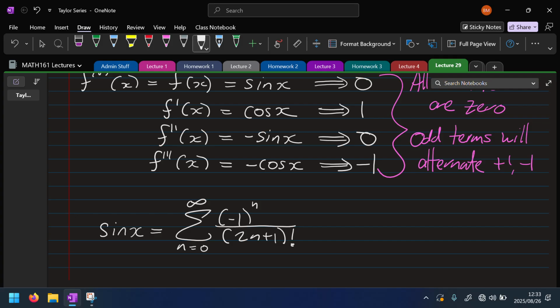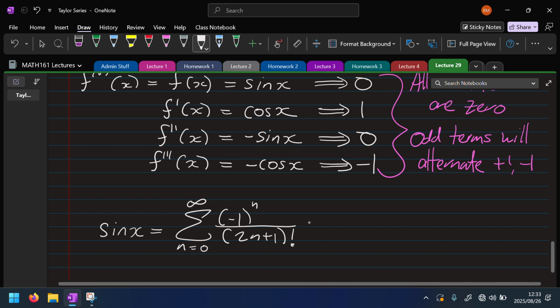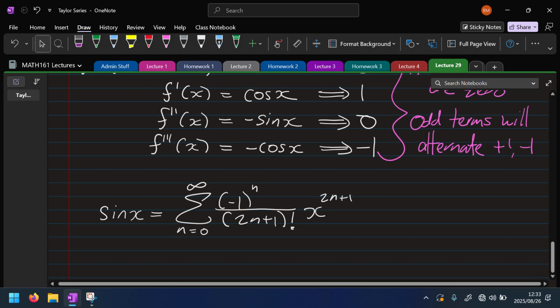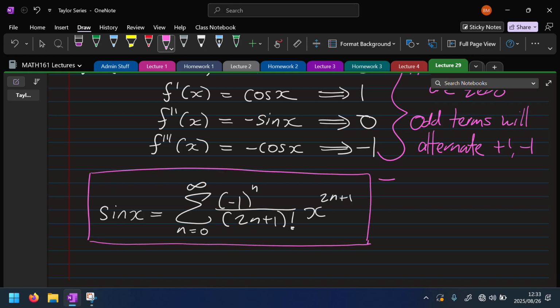Then we still need x to the n. But again, we're only looking at the odd ones. So we do the same thing, x to the 2n plus 1. Okay, please put a box around that. You'll need to know this one. There are only 3 that you need to learn by heart. The other ones you have to do the calculation for.